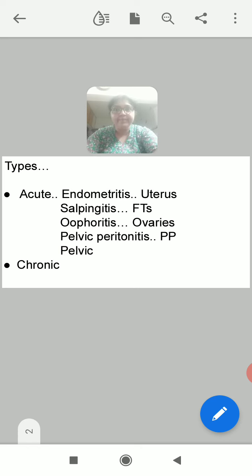Types of PID. PID is of two types, acute and chronic. Acute PID includes different conditions like endometritis, if the uterus is involved, that is inflammation of the uterus, or you can say inflammation of the endometrium. Salpingitis, when there is inflammation of the fallopian tubes. Oophoritis, when there is inflammation of the ovaries. Pelvic peritonitis, when there is inflammation of the pelvic peritoneum, and it may be the pelvic condition. It may be chronic also.